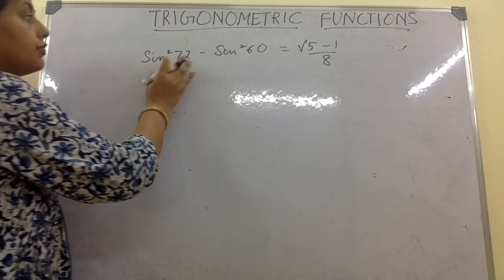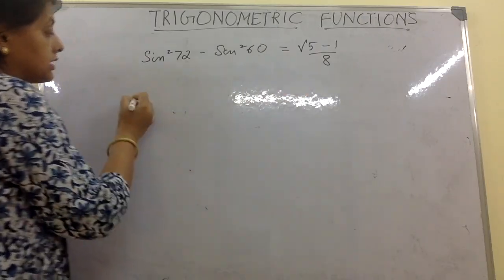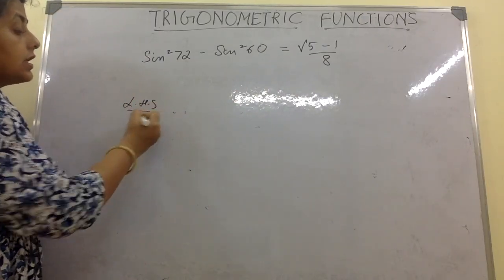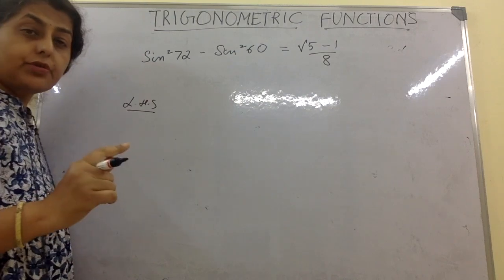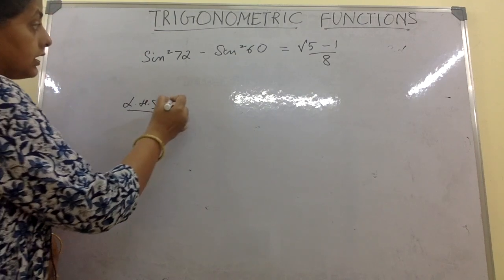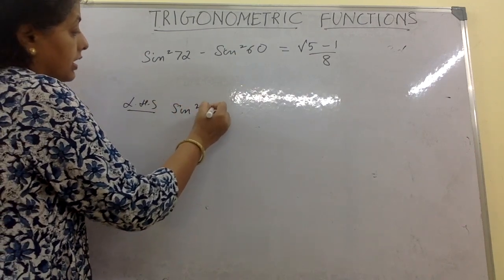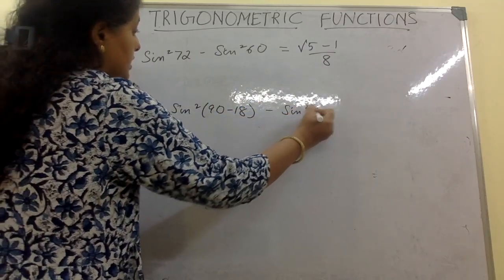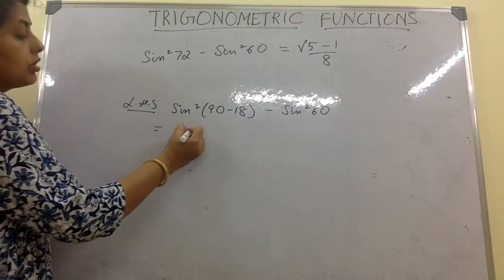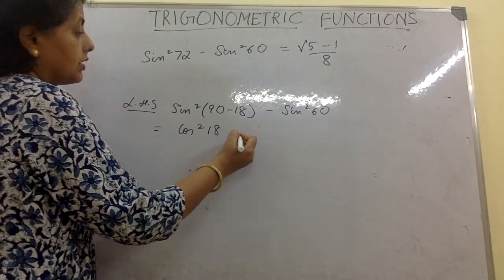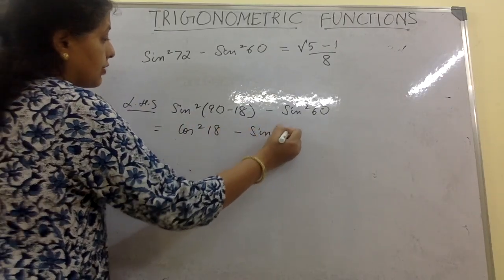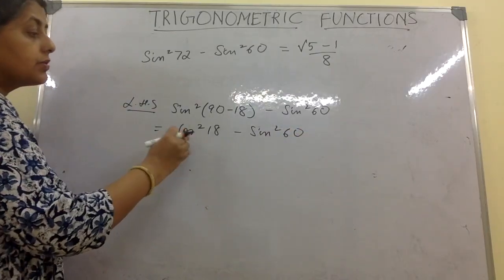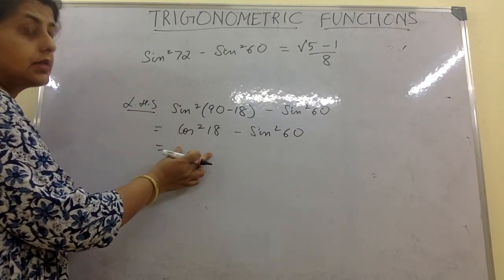We'll have to prove this side is equal to this side. Let's start from the LHS. Now these are a few values that you will have to remember. This is sine square 90 minus 18 minus sine square 60. Cos square 18 minus sine square 60. Why am I doing this? Because I know the value of cos 18. That is why I am doing this.